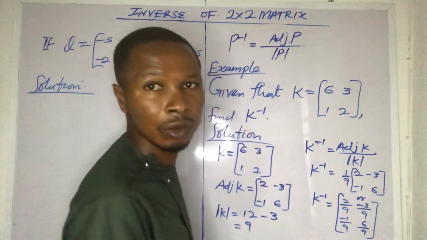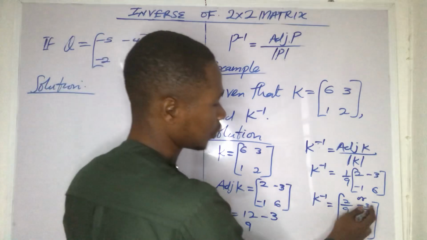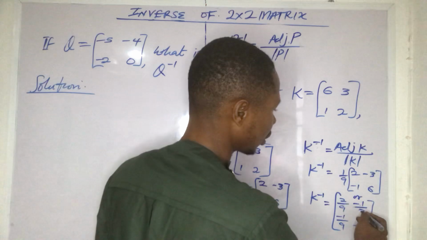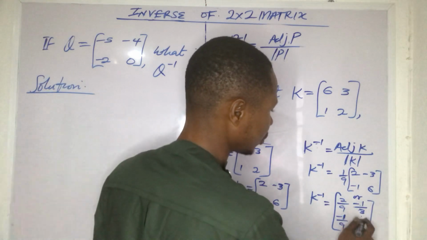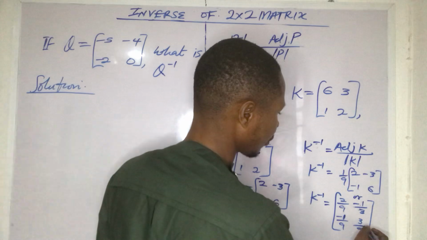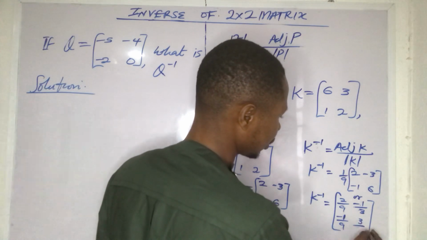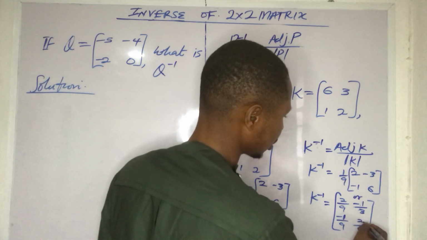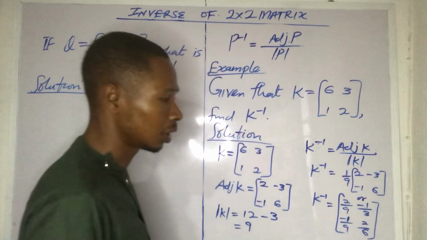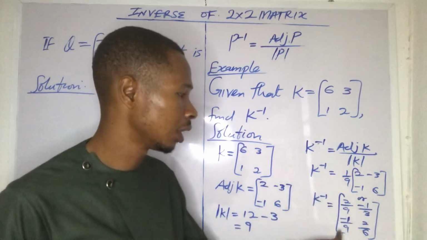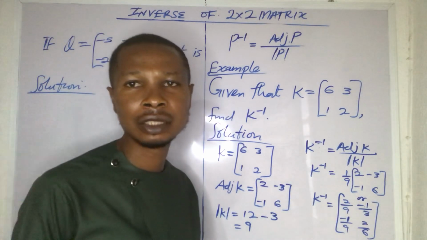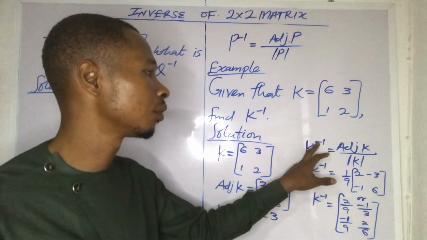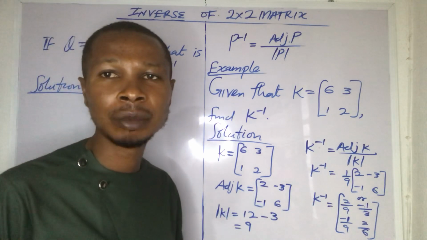So all these, you can now reduce them. This minus 3 over 9 will give me minus 1 over 3. And this 6 over 9 will give me 2 over 3. So you can give me the answer like this or like this. The two of them are acceptable. So this is how you find inverse of a matrix. First find the adjoint of the matrix, divided by the determinant of the matrix.